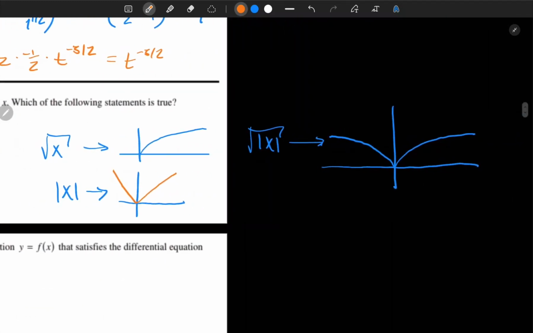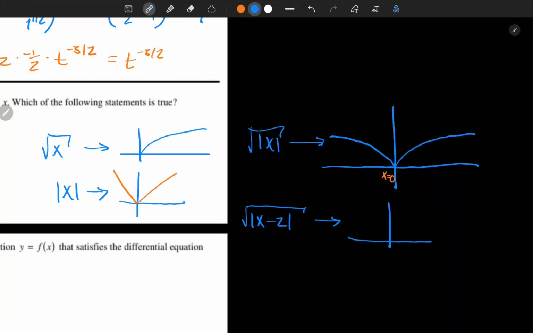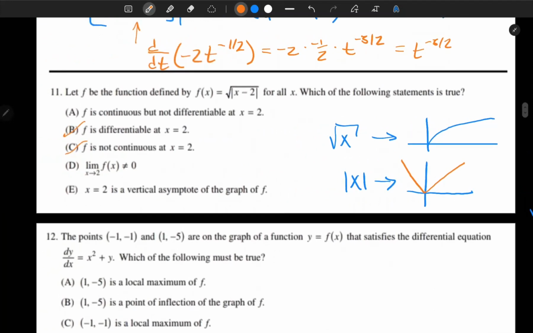So here this is x is equal to 0. And that means that the square root of the absolute value of x minus 2 is plotted as, like I was saying before, you just shift it to the right, where this point here is x is equal to 2. So we know that it's continuous at x is equal to 2, but it's not differentiable. So B and C are not correct.